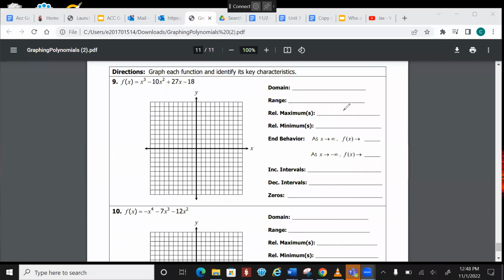Let me explain. Your quiz is going to look like these questions. This is exactly what you're going to be given, so no surprises. This is exactly what it's going to look like. Your domain, I'm telling you right now, is going to be negative infinity to positive infinity. I already know that before doing anything because I could plug any x value into this equation. So negative infinity to positive infinity is going to be my domain for this polynomial function.